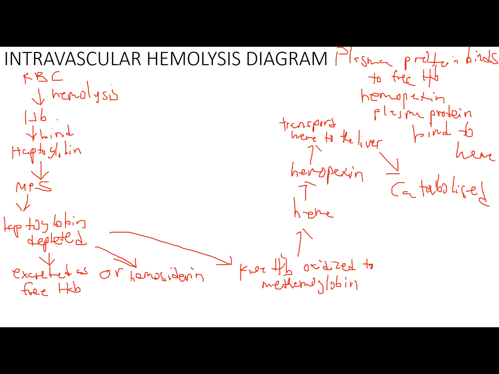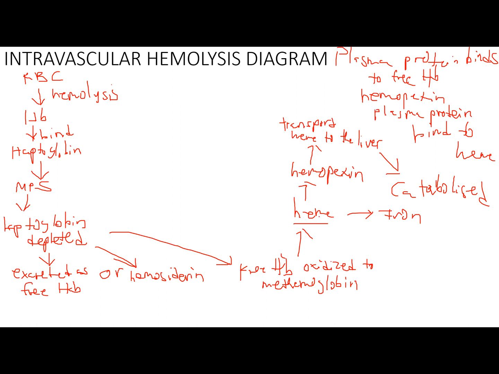So ulitin ko class, in intravascular hemolysis class, your RBC would undergo hemolysis, releasing hemoglobin. Now, since hemoglobin class is in the plasma, haptoglobin would now bind to it. And haptoglobin would now be processed by the mononuclear phagocyte system. Now, since the mononuclear phagocyte system would cause a depletion of haptoglobin, three things would occur. Number one, it would be excreted as free hemoglobin. Number two would be it would be turned into hemosiderin, converted to hemosiderin. Number three, free hemoglobin would be oxidized to methemoglobin, causing the release of your heme or yung iron part.